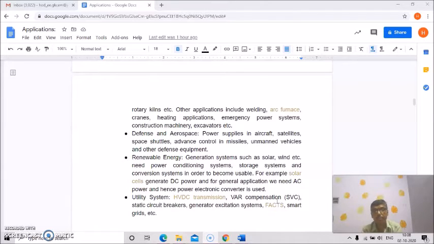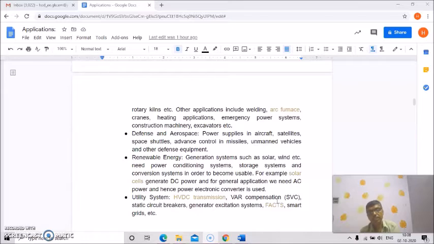In the renewable energy field, generation systems such as solar and wind need power conditioning systems, storage systems, and conversion systems in order to become usable. For example, solar cells produce DC power, and for generation applications we need AC power, and hence a power electronic converter is used.